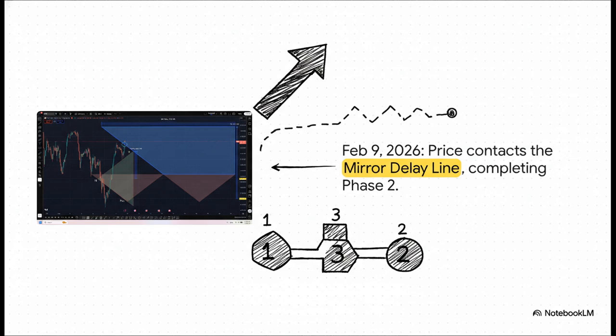But the upward move didn't stop there at apex N. After phase 3 was done, the price just kept on climbing. 3 days later, on February 9th, it made contact with another key geometric boundary, which the system calls the mirror delay line. This contact marks the completion of phase 2. So the unusual path this cycle took was confirmed. Phase 1, then 3, then 2.